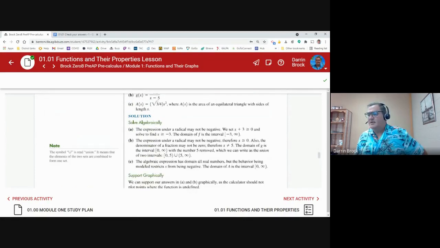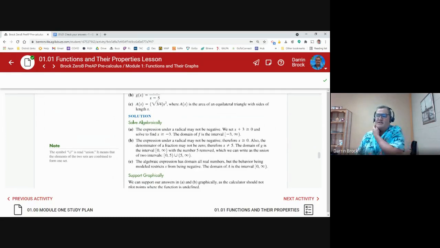See, now down here a little farther, here's solutions. They're letting us know what the answer is. x is greater than or equal to 3. B, we were just talking about, x is greater than or equal to 0 because of the radical, can't be negative, but also the denominator of a fraction cannot be 0, so x cannot equal 5. So the domain of g is the interval 0 to infinity with the number 5 removed.